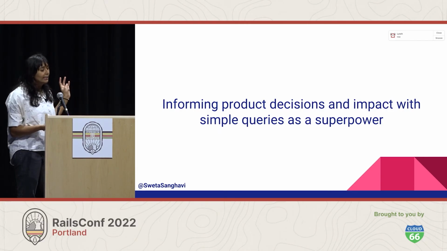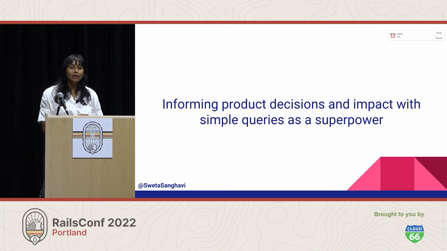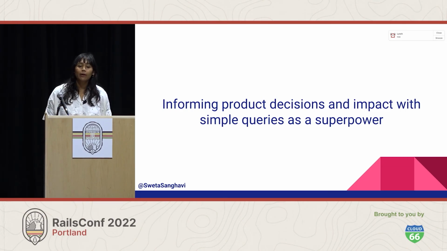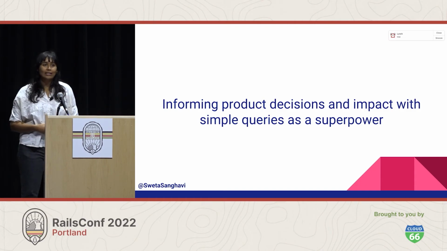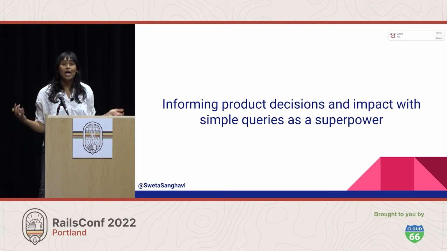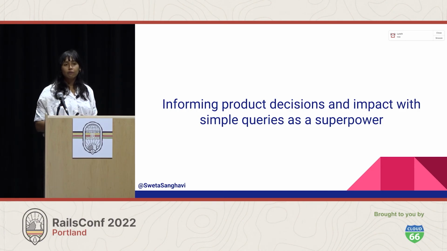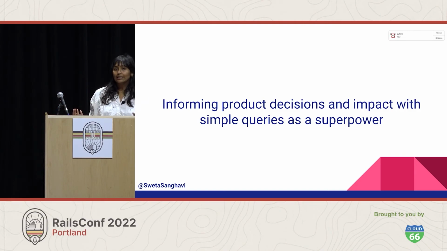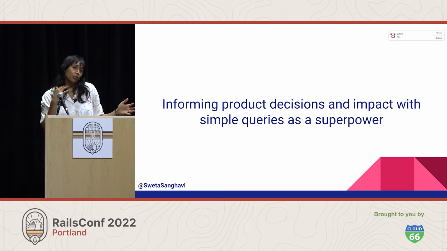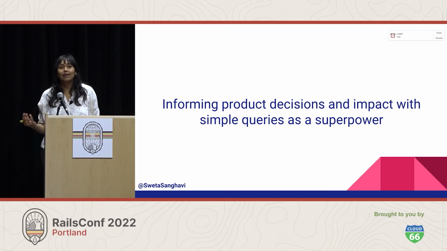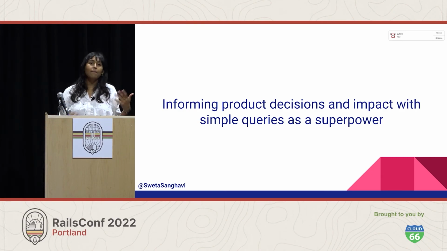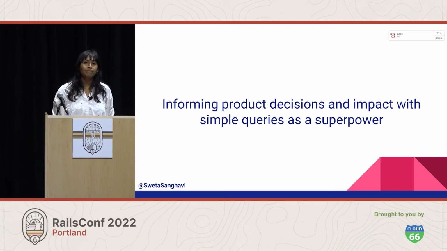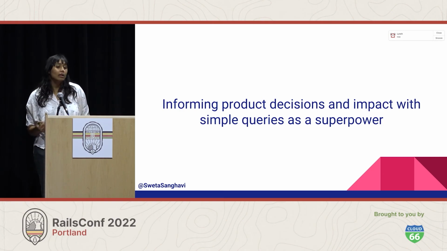The last point I want to make is that informing product decisions and impact with simple queries is a huge superpower. As developers, we have access to Active Record and our console on the reg, and we can answer data questions really quickly for our product organization. When you're shipping a feature and you come across an edge case, you can quickly ask, how big of a problem is this really? There's been lots of times when an edge case comes up and you query the data and you know that it's such a small group that a manual solution might actually be the better one. When we as product developers can make those choices, it makes us really powerful.